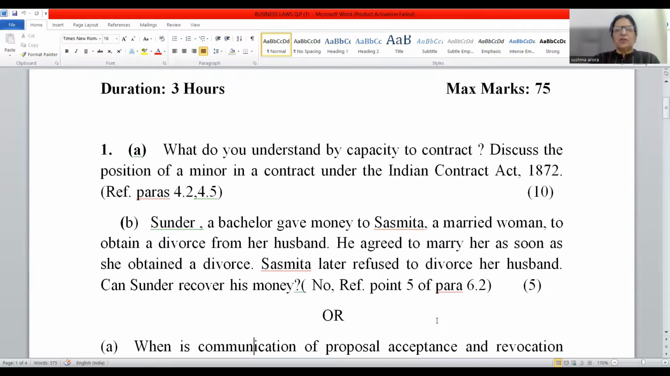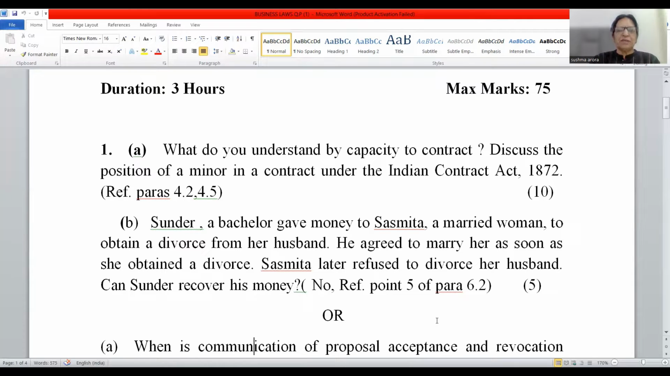Friends, do give examples in your answer. If you do not write examples in the long questions, then you lose your marks. So create a good impression upon the paper's evaluator and cover all the points along with the case laws or examples in your answer.